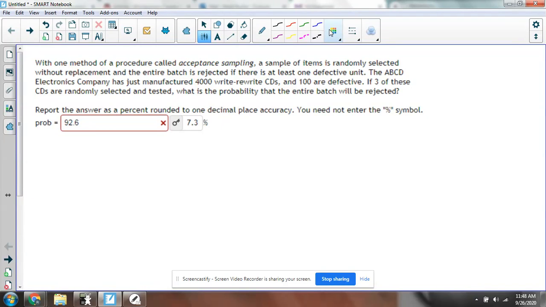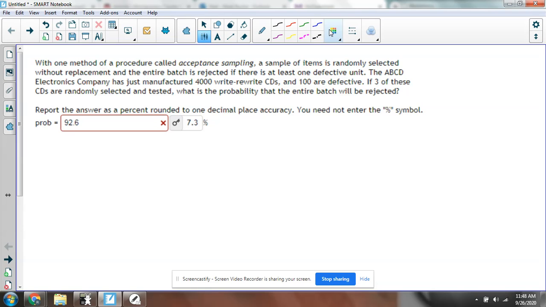Okay, we have this question here. It says, with one method of a procedure called acceptance sampling, a sample of items is randomly selected without replacement. The entire batch is rejected if there's at least one defective unit. The ABCD Electronics Company has just manufactured 4,000 rewrite CDs and 100 are defective. If 3 of those CDs are randomly selected and tested, what's the probability that the entire batch will be rejected?